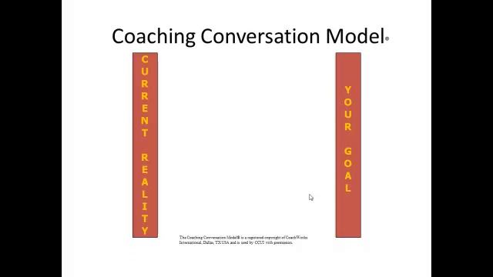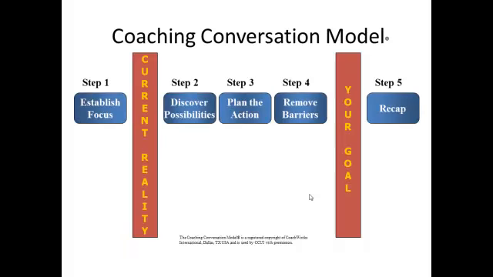And then what we're trying to do is get them to move towards whatever their goal is, the reality they would like to have in the future. So clearly, by looking at this model in front of me, you can see that there's a gap between their current reality and the goal of where they would like to be. So the 5 steps are very simple. I will walk you through each of these.